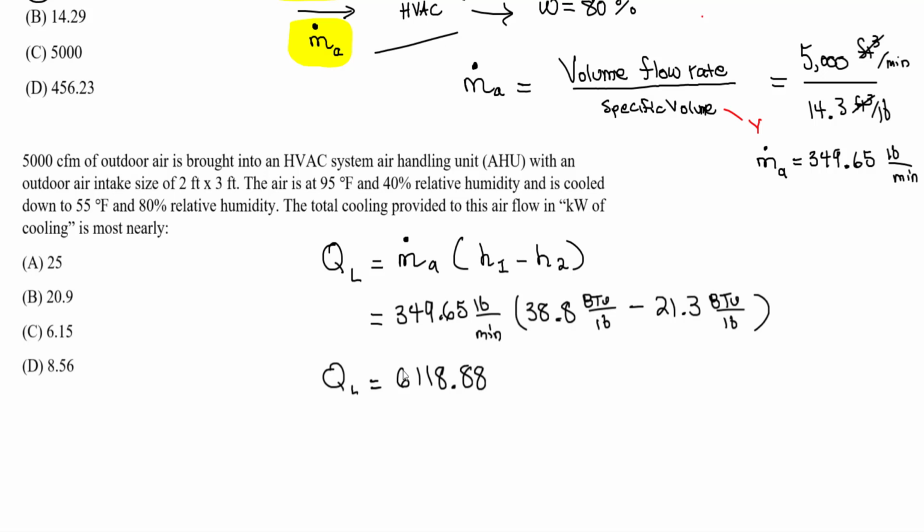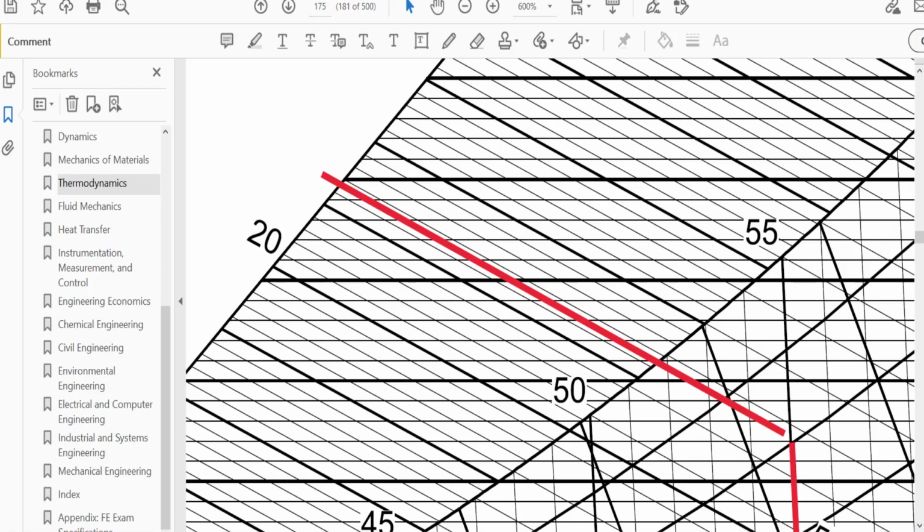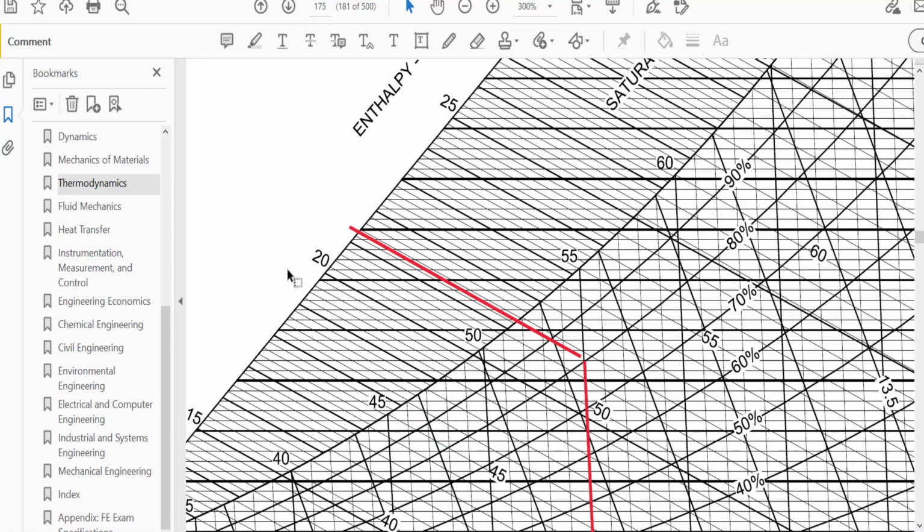So these pound units cancel, and we're left with BTU per minute. But remember here, we want our final answer in kilowatts of cooling. So we have to go from BTU per minute to kilowatts of cooling. How can we do that? Remember, you have your conversion tables in the FE handbook. Knowing how to use these will be very crucial.